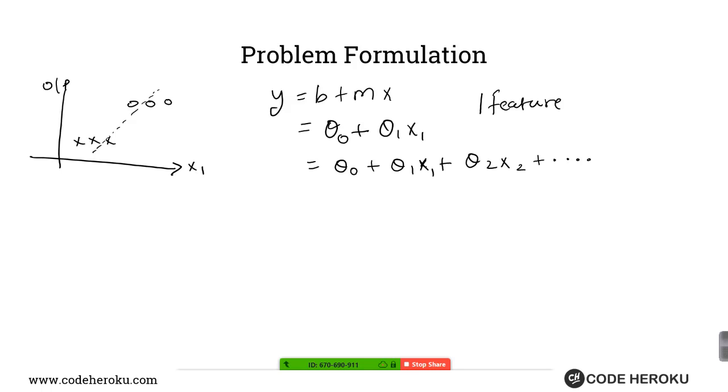Is everyone following until here? All I have done is change the notation from b plus mx to theta 0, theta 1 and so on. All right, so in the matrix form, can I also write it like this? Y equals theta 0, theta 1, theta 2 and so on, multiplied by x1, x2, x3 and so on. Can I write it like this? Does everyone agree?